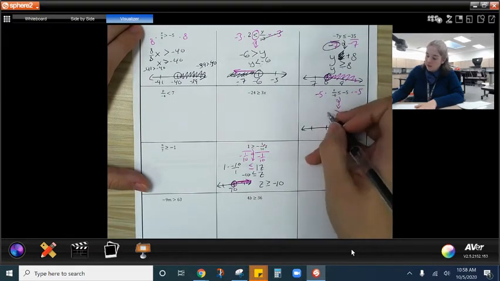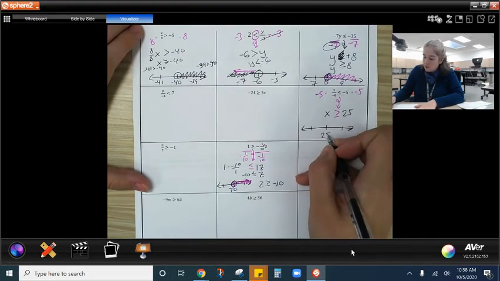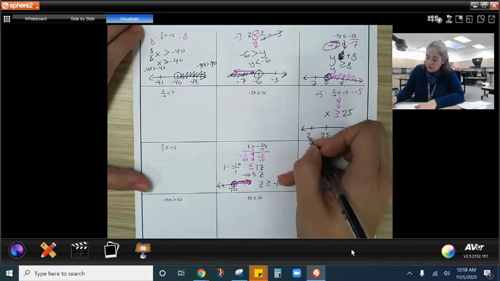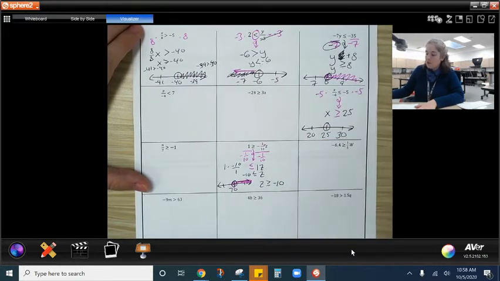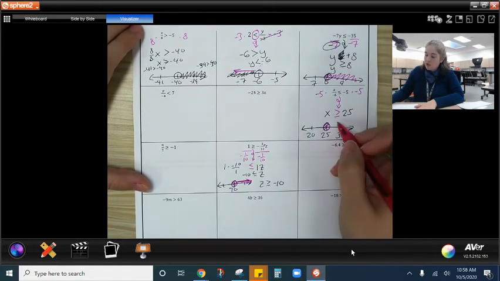Negative 5 divided by negative 5 is just a 1x. Negative 5 times negative 5 is a positive 25. So I'm going to put my 25 down here, and let's go 30 on this side and 20 on that side. I start with an open dot. It has an equal to, so I fill it in, and I am shading toward the greater side, which is towards the right.